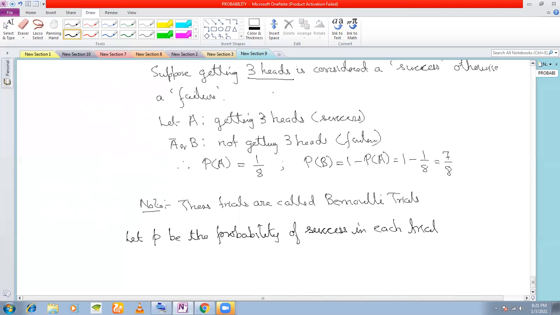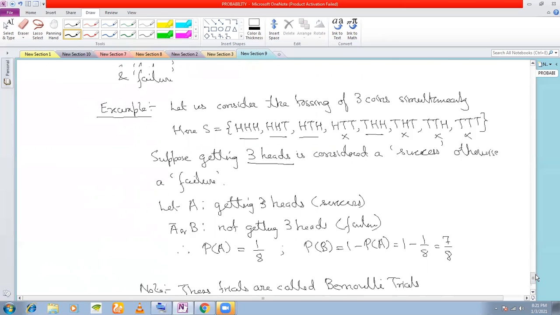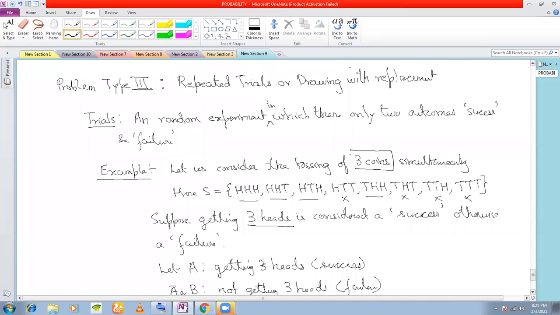For example, here three coins are tossed. Here three coins I am tossing. Each trial is the tossing of one coin. So there are how many trials? Three trials. First trial, tossing of the first coin. Second trial, tossing of the second coin. Third trial is tossing of the third coin. If I consider the appearance of head a success, then what is the probability of success in a single trial? Half.